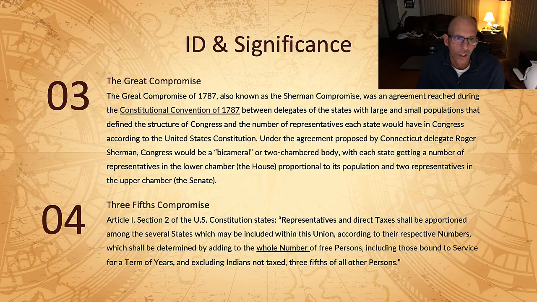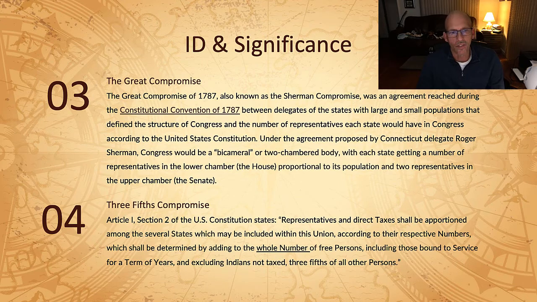According to the United States Constitution, under the agreement proposed by Connecticut Delegate Roger Sherman, Congress would be a bicameral or two-chambered body, with each state getting a number of representatives in the lower chamber, the House, proportional to its population, and two representatives in the upper chamber, the Senate.